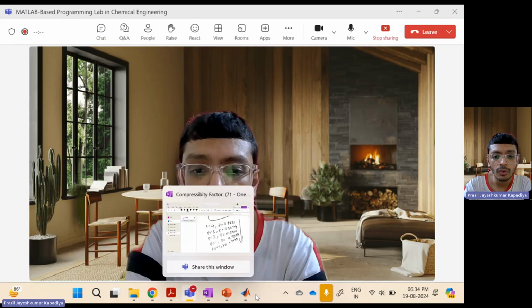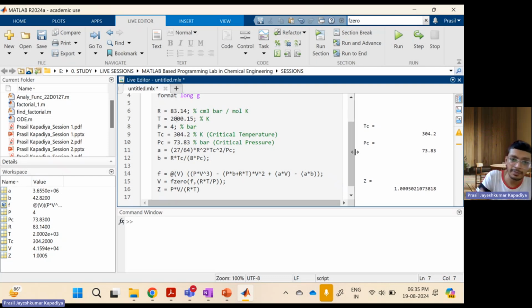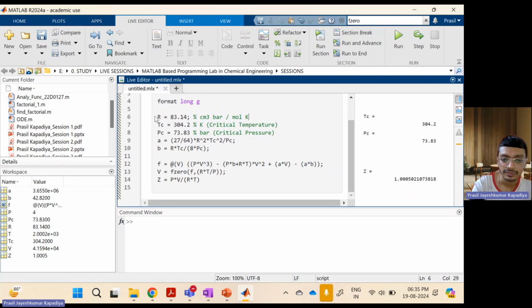Okay. So now let's write down the code. I was doing this thing manually, but let's do it by code. I want to write a code that varies both pressure and temperature. So we will have to give some input of pressure and temperature. So let's remove this from here.